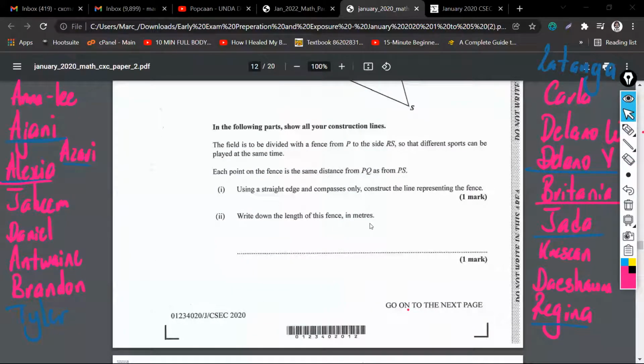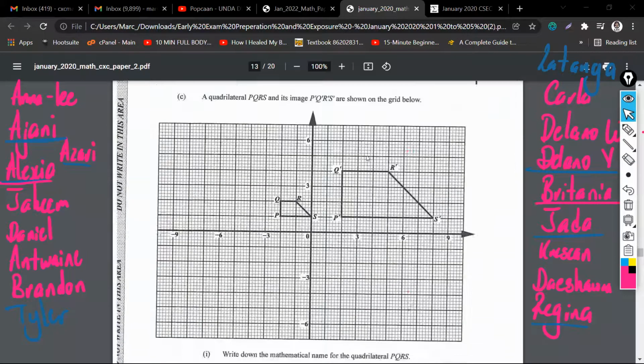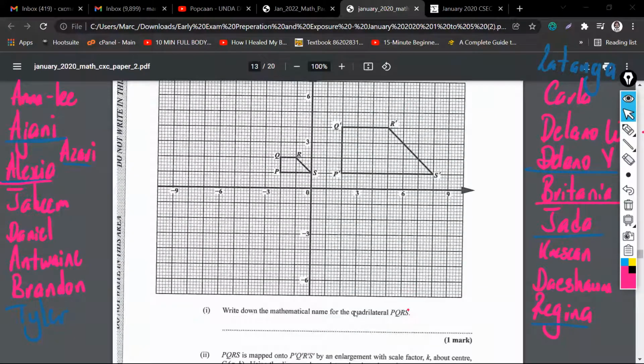Write down the length of the fence in meters. That's also impossible to do on the screen, so I have to do that in person. Cool, we'll definitely have to do that in person. So let me ask somebody to help me out now. Delano, right? Yes. All right, so help me out with the first question, Delano.